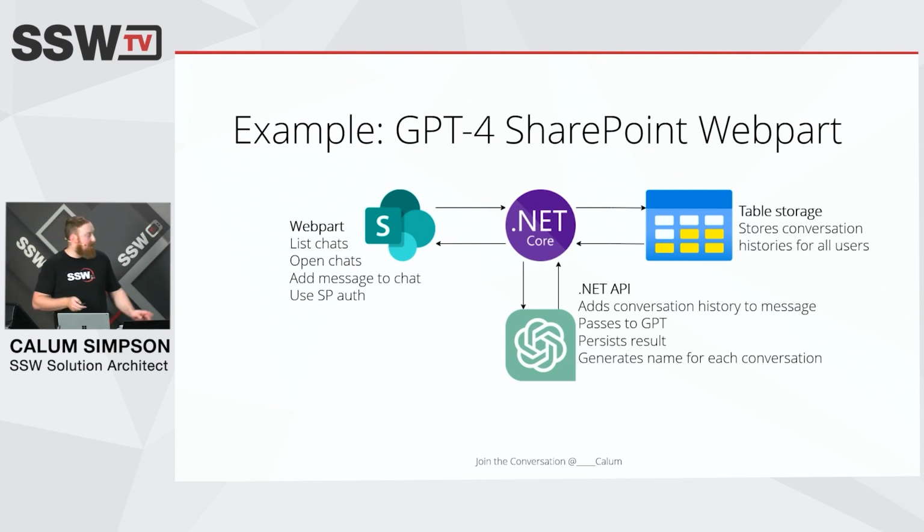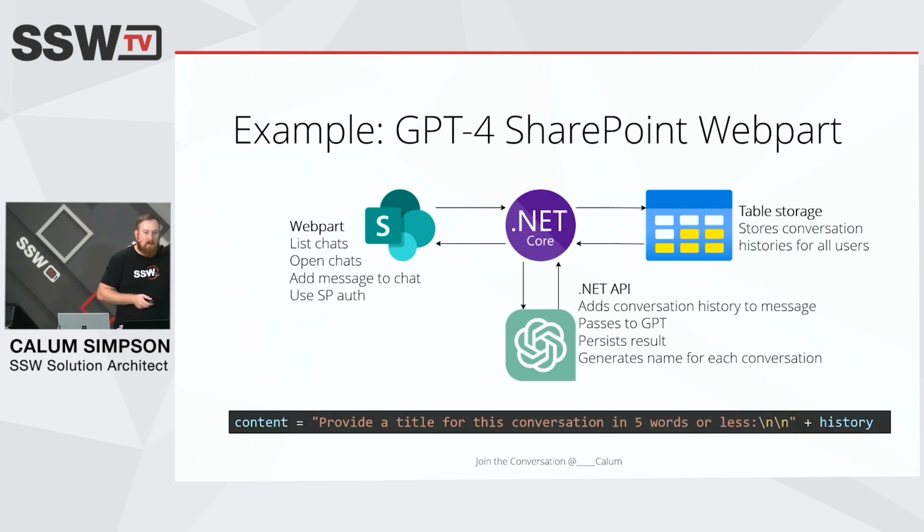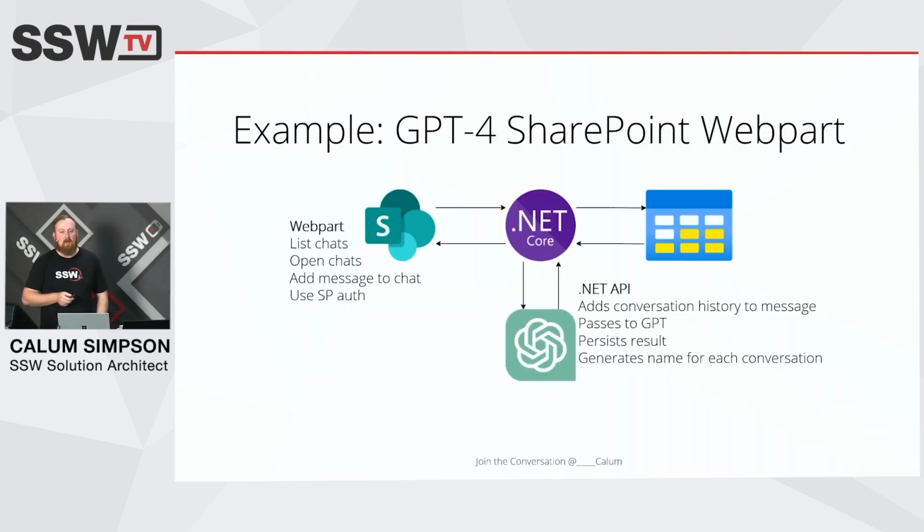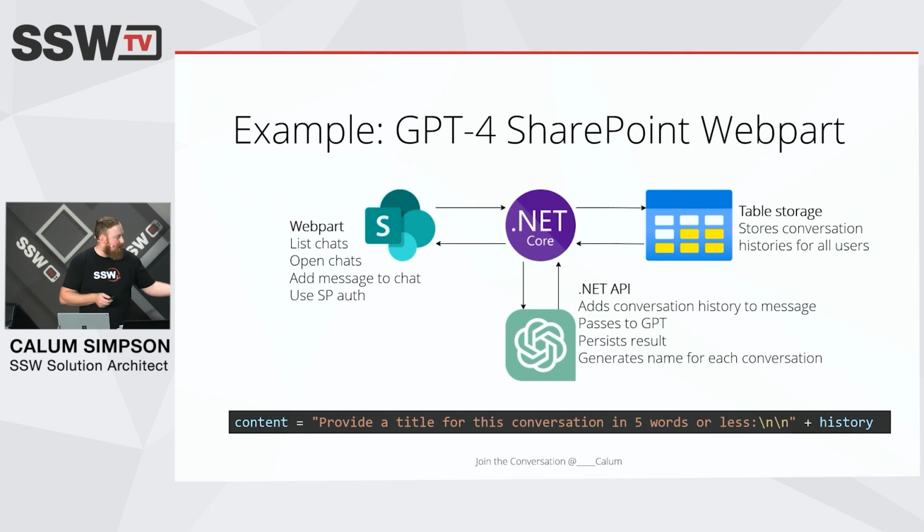And by the way, you might have noticed each of those conversations have a cool little name that sort of summarizes what the conversation is, the same way as it works in ChatGPT. The way I did that was when you start a new conversation and get a response, I have a little extra call to GPT that asks it to provide a title for the conversation in 5 words or less. And then I just take that and use it as the name of the conversation. So that's pretty cool as well. So you can sort of use it for multiple things at once.